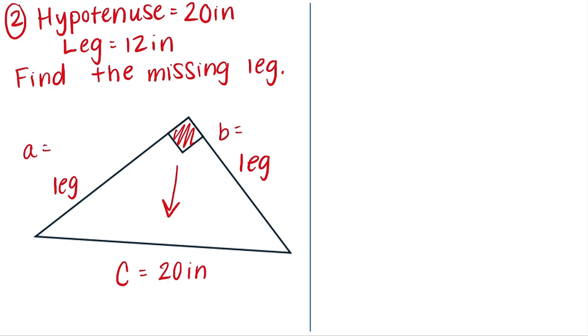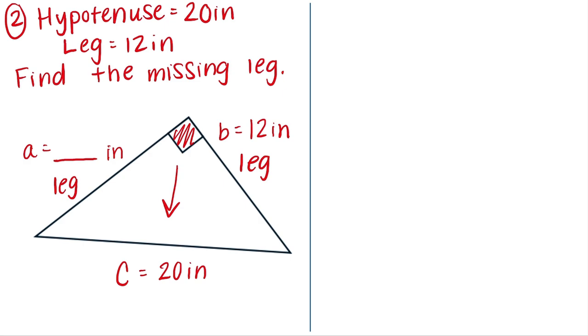Last time we let the known leg be A, we can switch that. It doesn't matter if I assign the 12 inches to A or B. So let's say B is 12 inches so that we can practice the other way. So A is what we're looking for. We don't know how many inches A is.